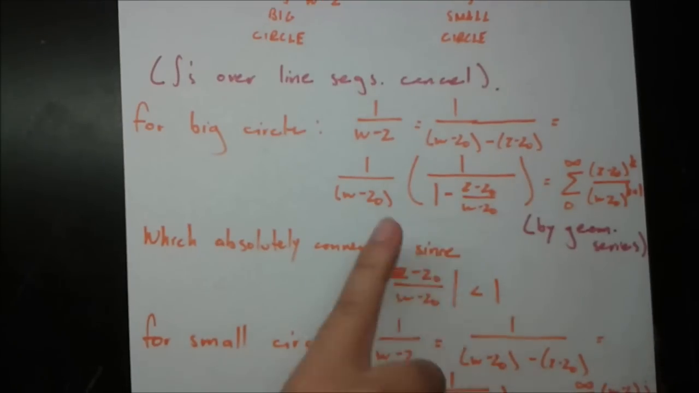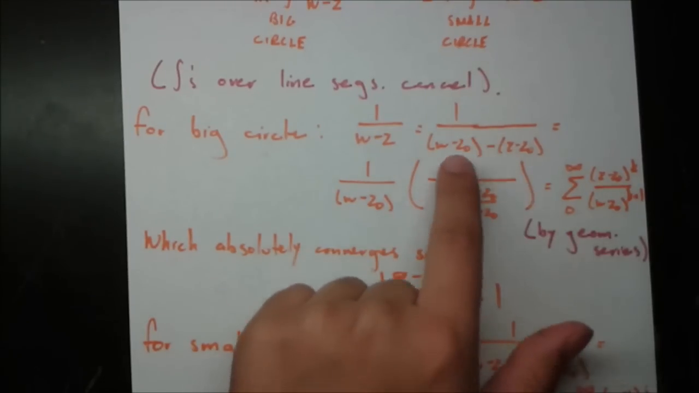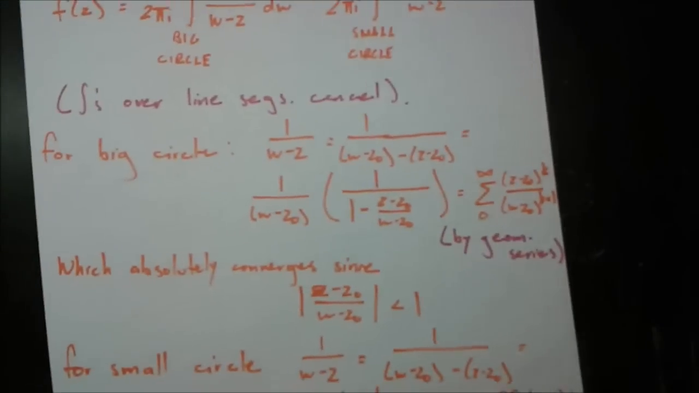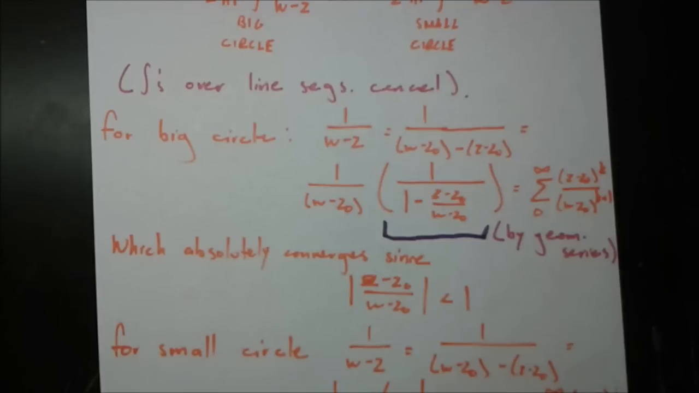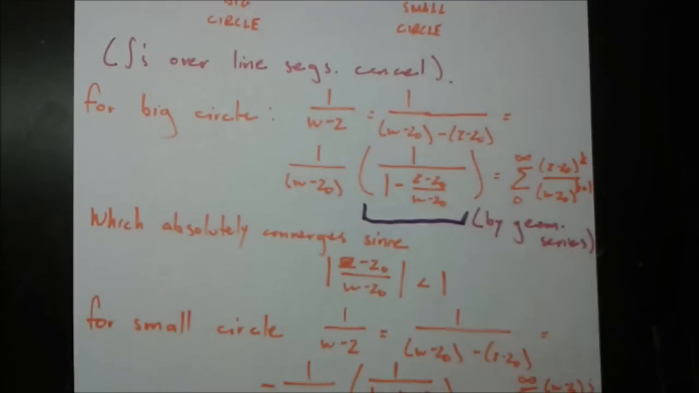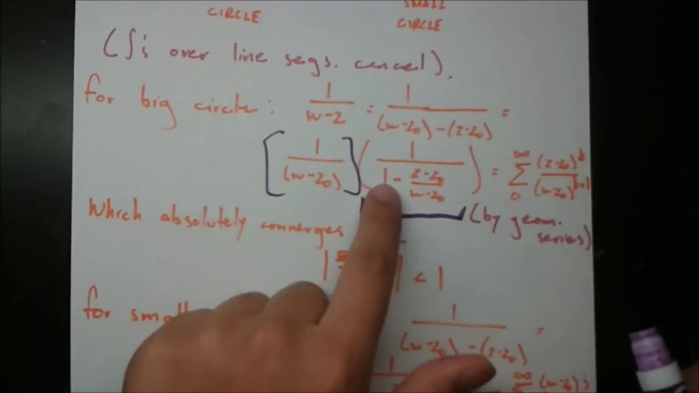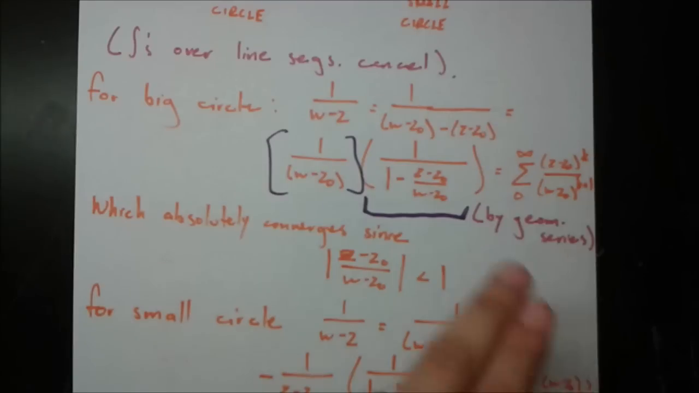So now I'm going to factor out 1 over w minus z naught from this fraction right here, and that leaves me with 1 over 1 minus z minus z naught over w minus z naught. And the reason I did all this is because now this is in the form of a geometric series sum. Remember, the geometric series sum is term 1, right here, divided by 1 minus the common ratio. So this is the common ratio, and remember, a geometric series only converges if the modulus of the common ratio is less than 1. In this case we take the modulus, so we can say it's absolutely convergent.